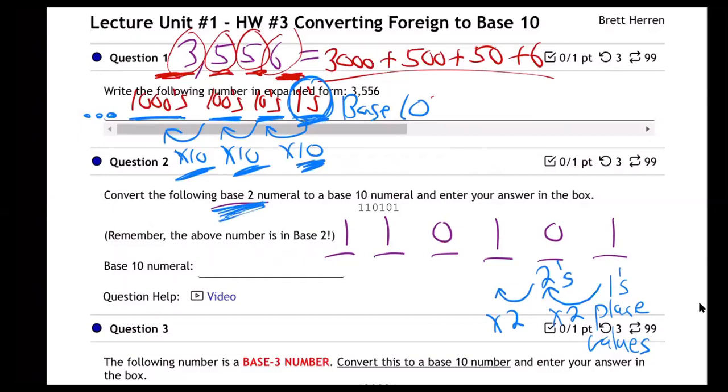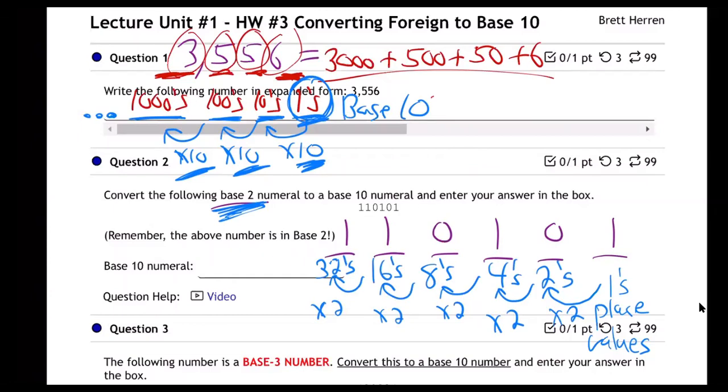So 1 times 2 is 2, times 2 is 4. This must be the 4th place. Times 2 again, this must be the 8th place. Times 2 again, this must be the 16th place. Times 2 again, this must be the 32nd place. That good so far? So we start by finding the place value.